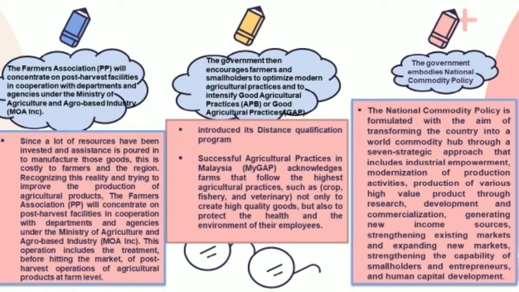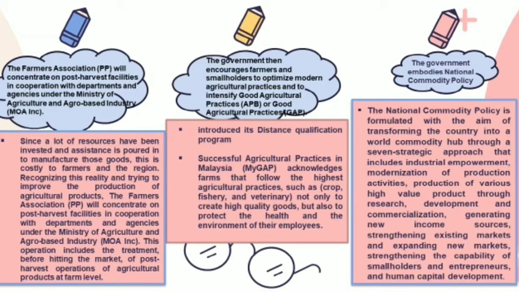Recognizing this reality and trying to improve the production of agricultural products, the Farmers Association will concentrate on post-harvest facilities in cooperation with the departments and agencies under the Ministry of Agriculture and Agro-Based Industry. This operation includes the treatment before hitting the market of post-harvest operations of agricultural products at farm level.